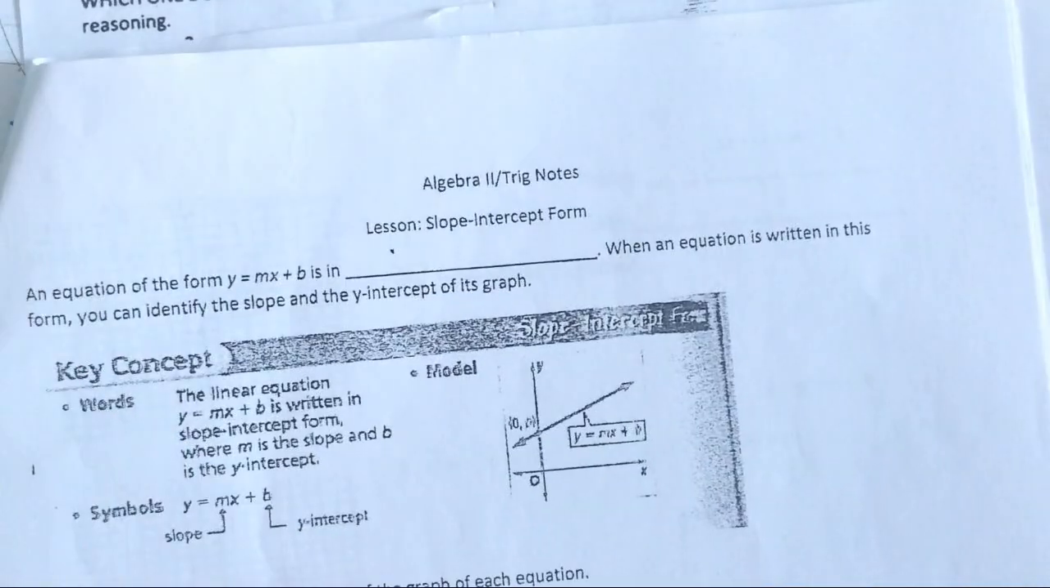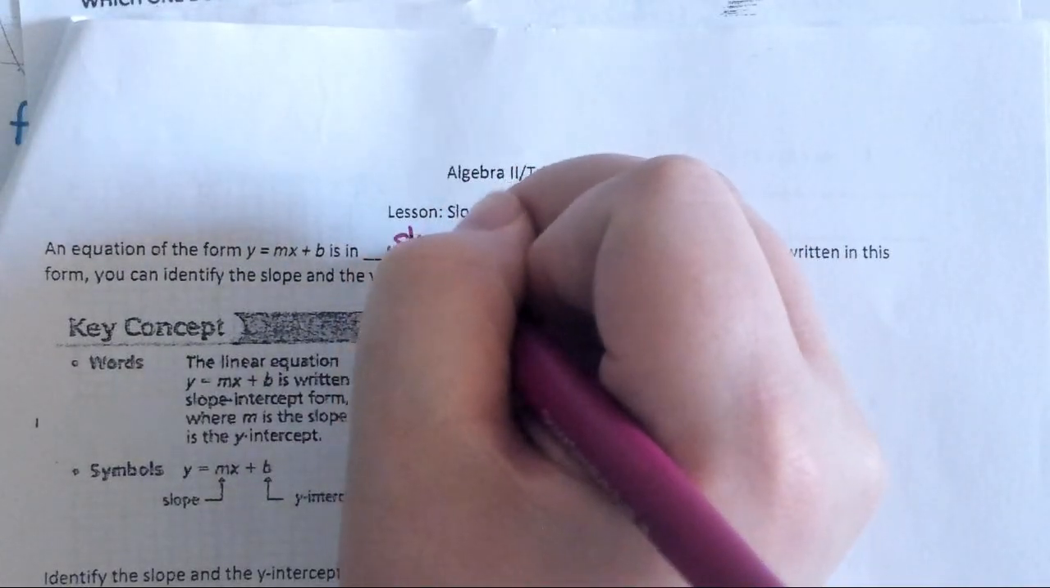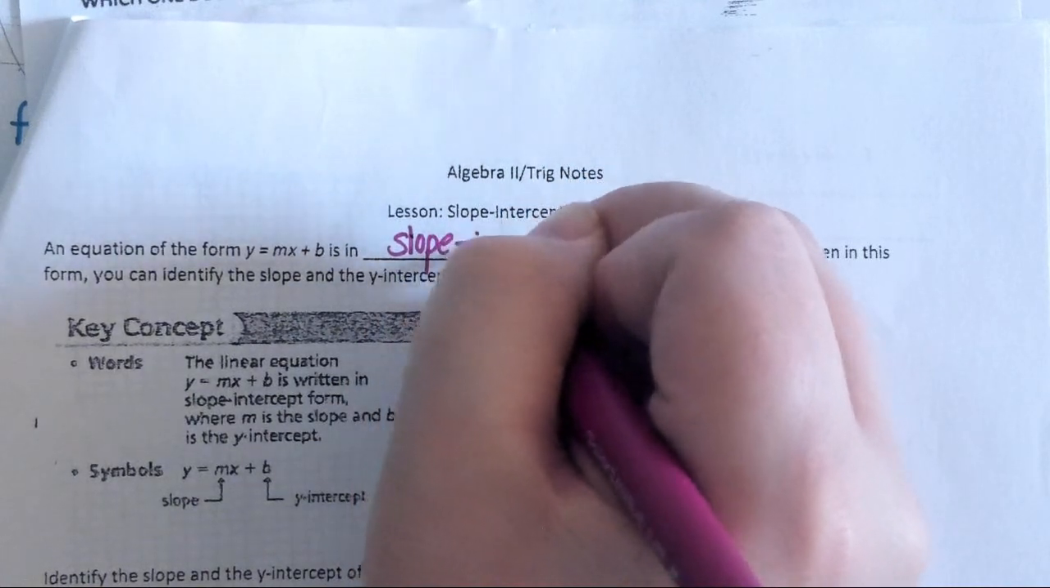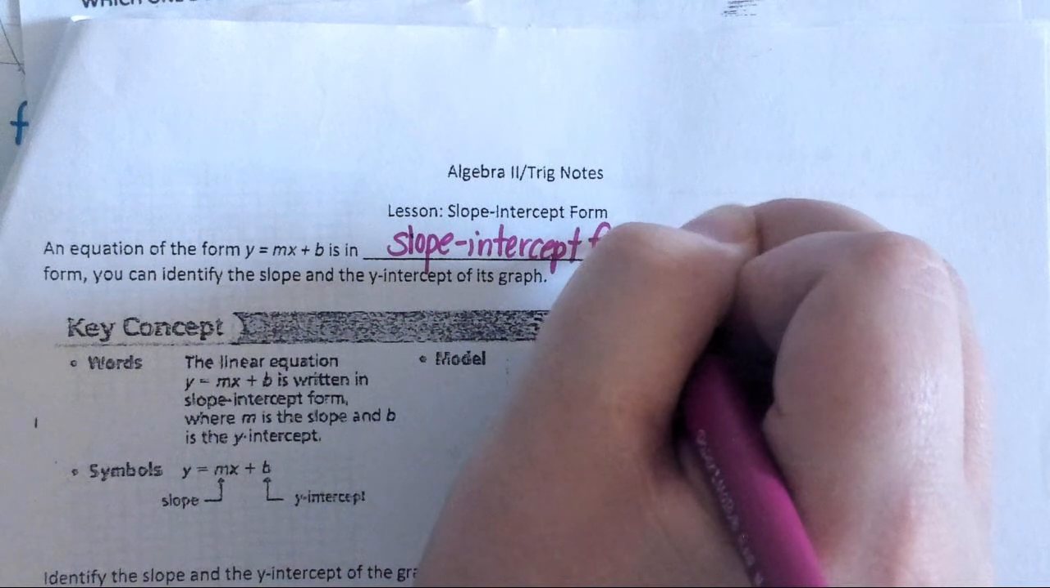So we're going to talk about slope-intercept form, which is y equals mx plus b. Good grief, Miss Compton. They did not leave enough room.